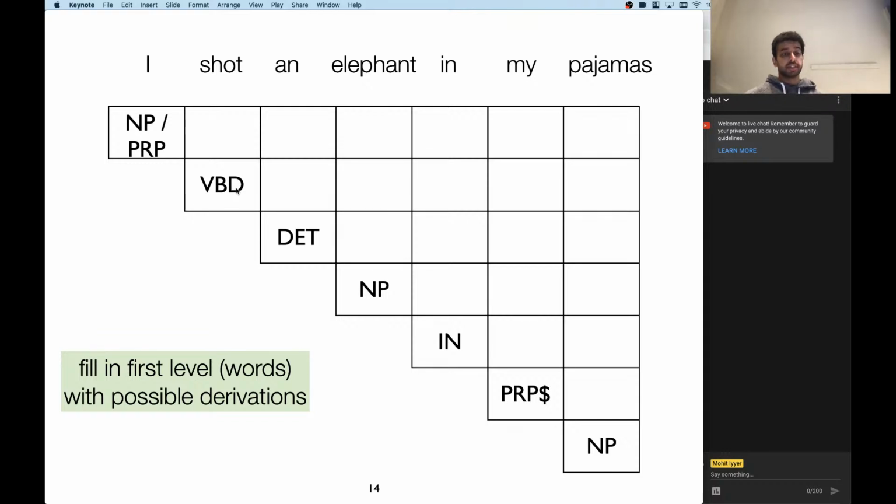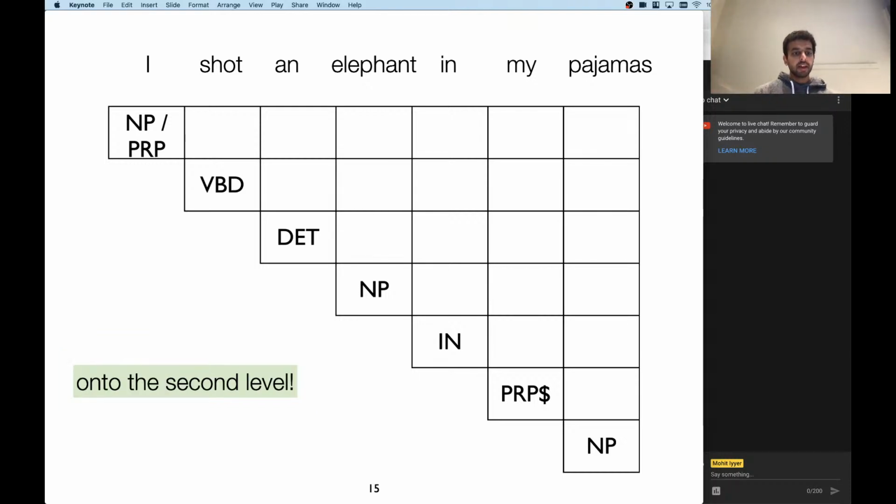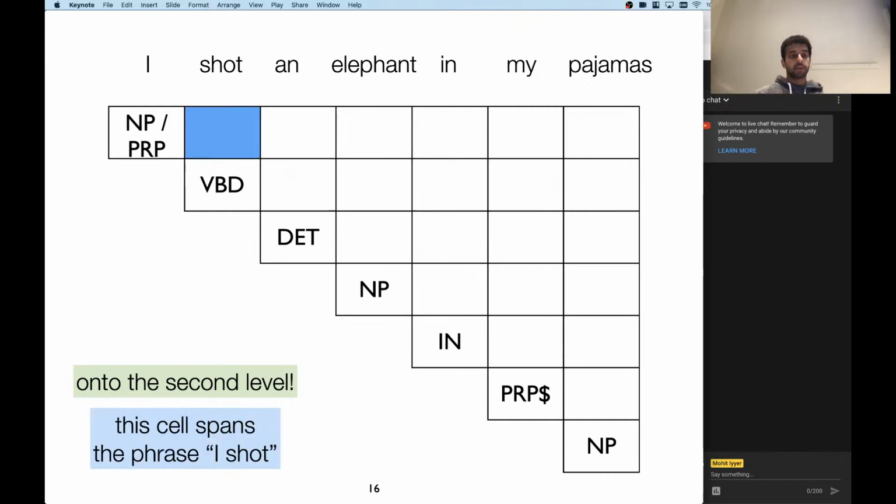So this past tense verb, this is a determiner, a noun phrase, and so on. This is an easy part of the process. You just have to look up what each terminal is associated with and fill in the corresponding cell. Now, the second level and all subsequent levels become a little more complicated.